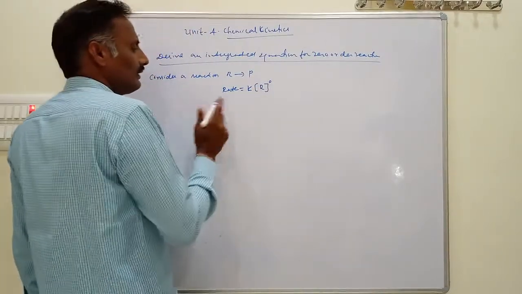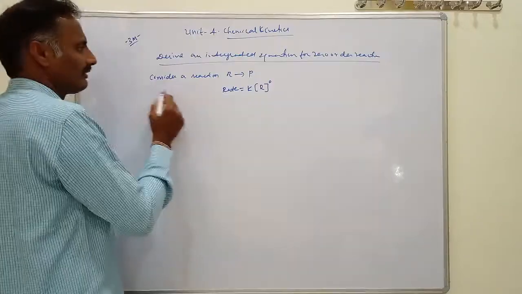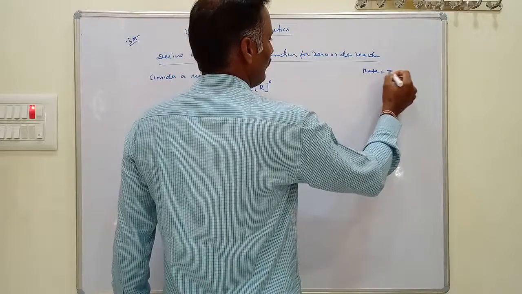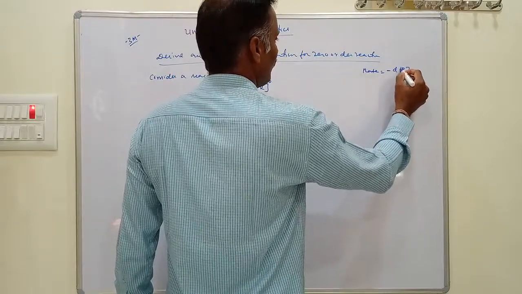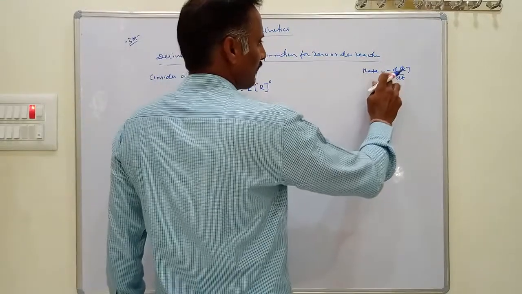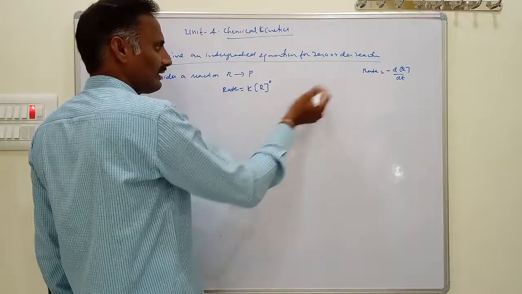Then what is the rate here? We know that here rate is equal to minus d[R]/dt. Rate can be written as nothing but minus d[R]/dt. This is the differential rate equation. Here, in place of rate, we are writing minus d[R]/dt.